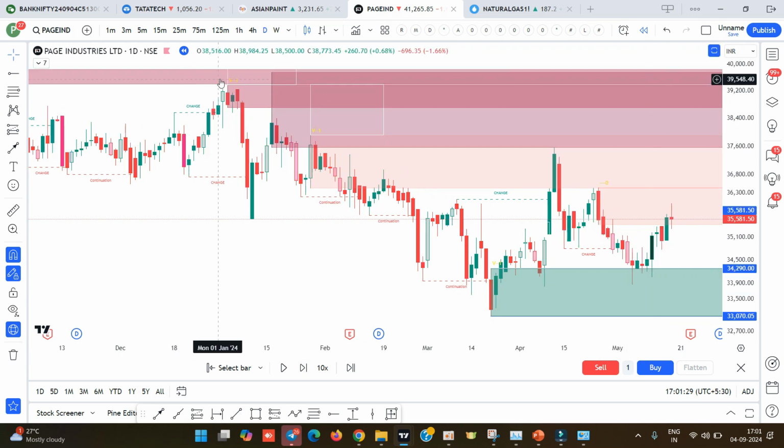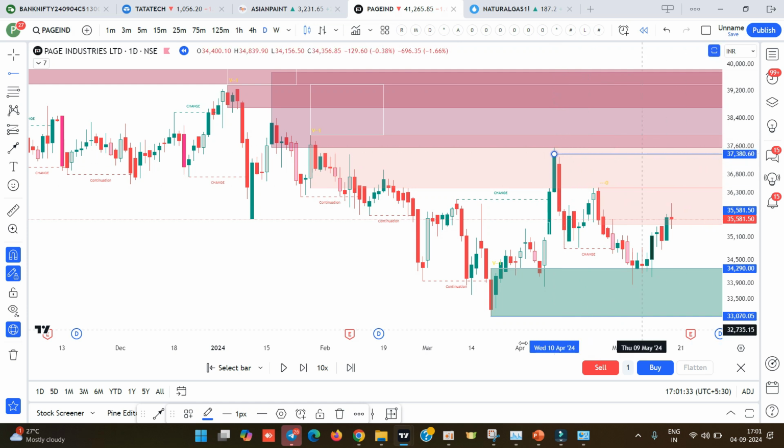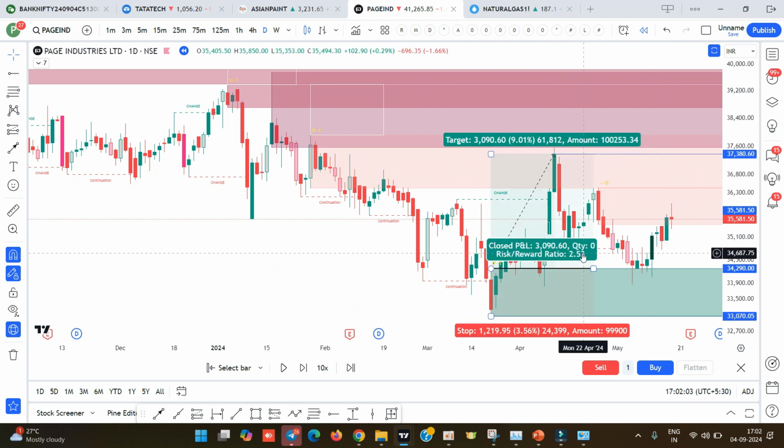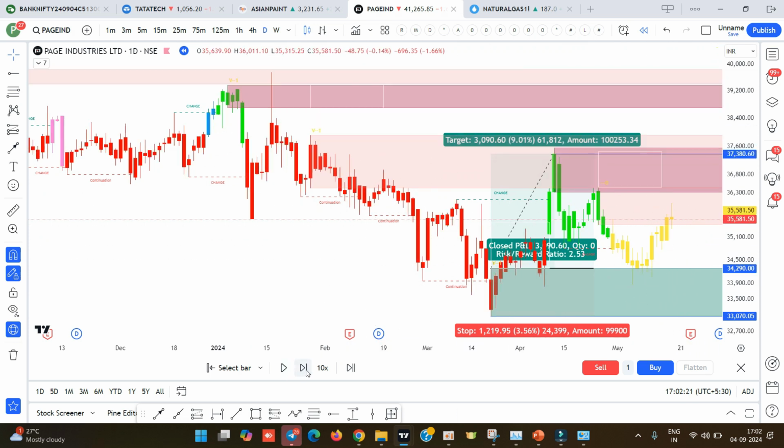If we take target at this area, highest close, then our target will be 37,380 and this target will be approximately 1 is to 2. So it is a risk to reward of 2.53, reward 2.53 as compared to risk. So 2.5 times reward is possible if I book here, but I don't want to book profits at this level. I want to follow the trend. Now let us see what happens.